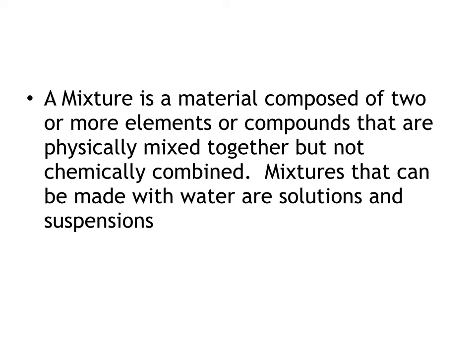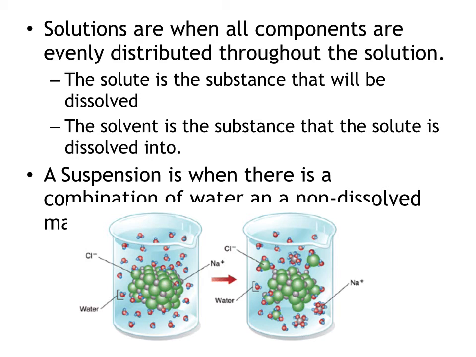A mixture is a material composed of two or more elements or compounds that are physically mixed together but not chemically combined. Mixtures that can be made with water are solutions and suspensions. So if we take a look at this next slide right here, where we see solutions and suspensions, a solution is when all components are evenly distributed throughout. The solute is the substance that will be dissolved, and the solvent is the substance that the solute is dissolved into. So take a look right here.